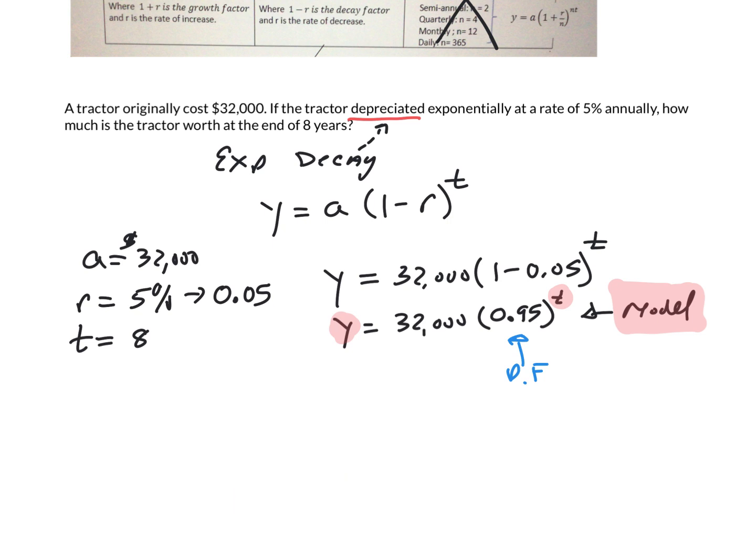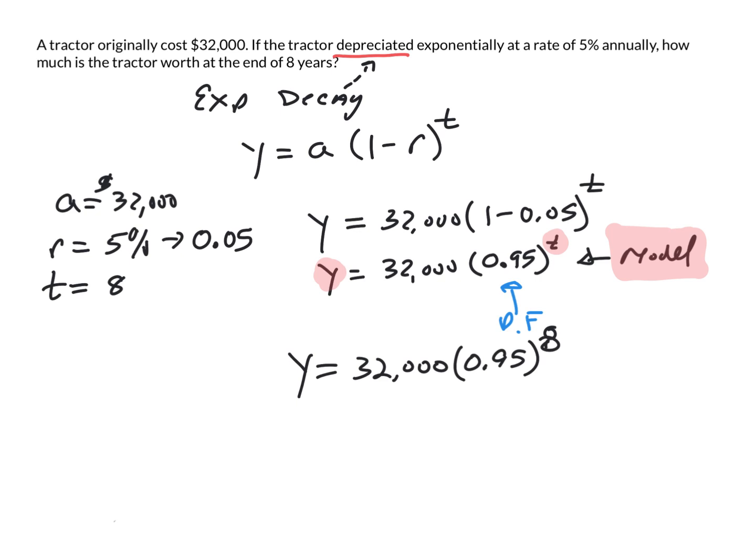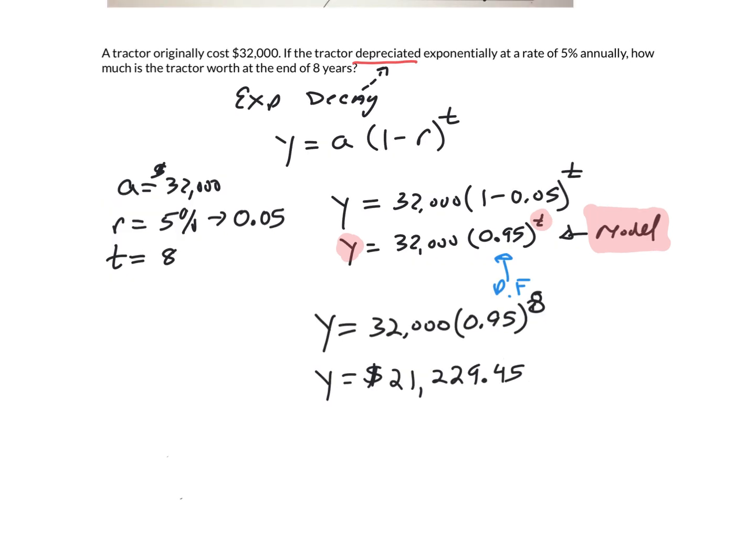So then we don't need to use a t-table. That's what's nice about a model, is we can jump and say, what's happening at year 10 or year 20 or year 50 or year 8. And they wanted to know about year 8. And then let's zippity-do on our calculator and let's see what the tractor's worth on year 8. So by year 8, the tractor now is only worth $21,229.45.